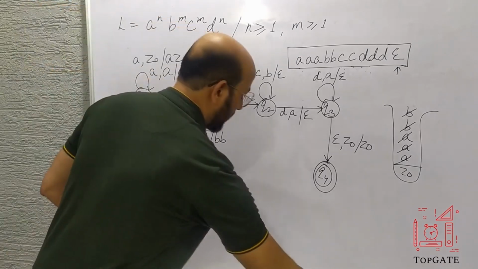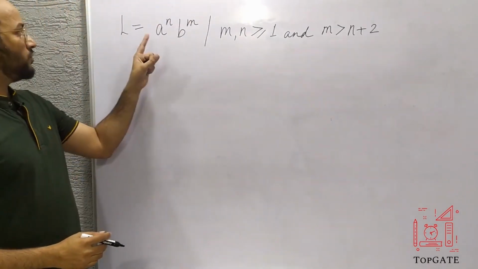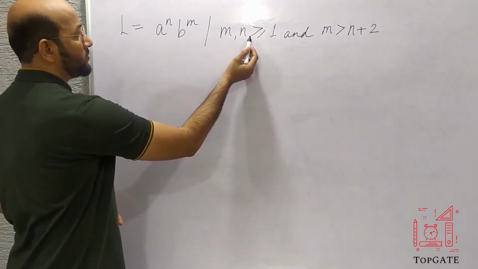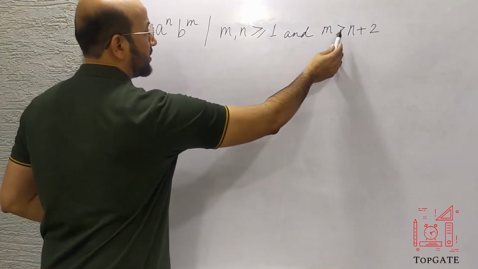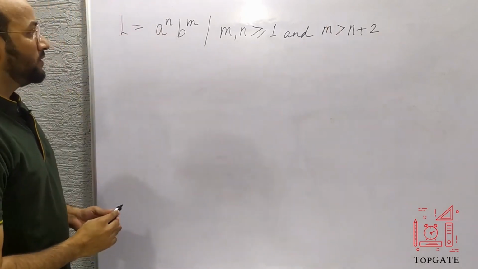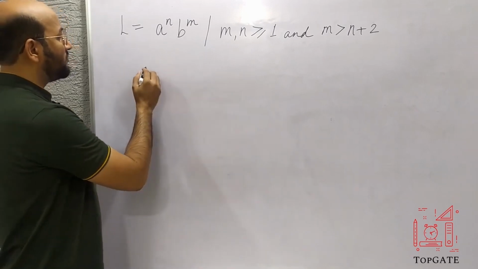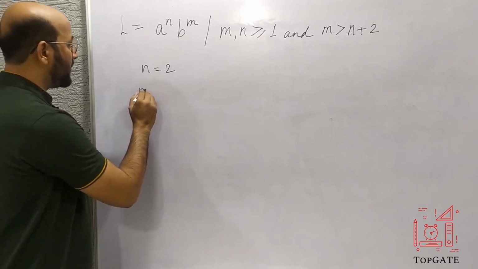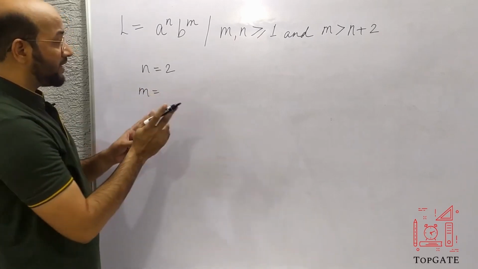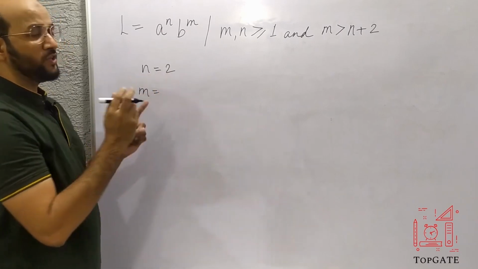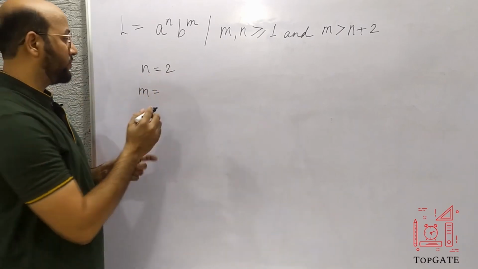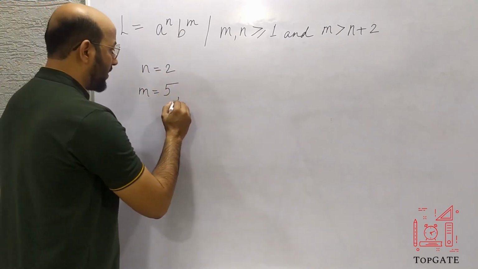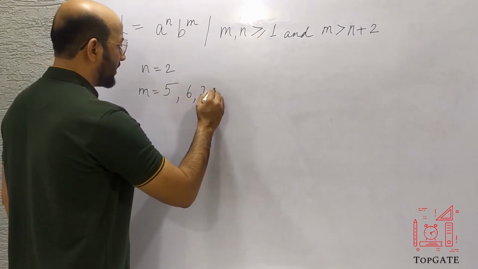Fine. Now let's take the next one. We have to design a PDA for the language a^n b^m, where the values of m and n are greater than or equal to 1, and m is greater than n plus 2. Suppose n is equal to 2. Then m will be greater than 2 plus 2. So 2 plus 2 is 4, and greater than 4 is 5. So we'll get the value of m as 5, so it will be either 5 or 6 or 7 or 8 and so on.